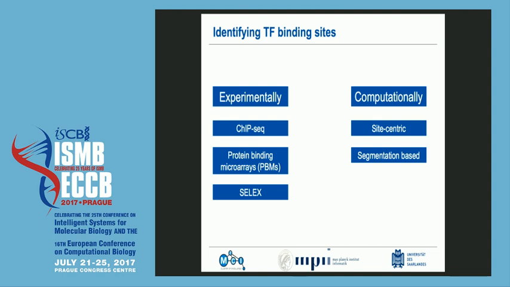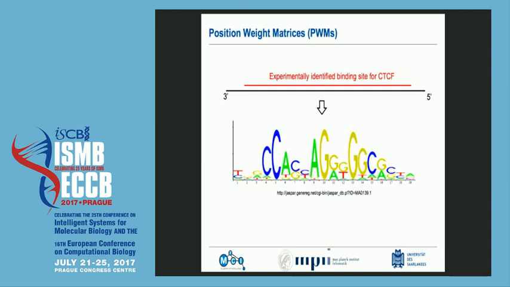And so what we're talking about today, on the right side, are these computational methods, and there are two different types of methods. I'm going to introduce them. One will be site-centric, and another one will be segmentation-based. And we're going to use position weight matrices, where we have a bunch of binding sites of a certain factor, and then we look at different positions and ask which nucleotide is preferentially found there. You can visualize this with sequence logos, like here for CTCF, where at some positions the factor really prefers a C or a G, and in others it's much more flexible.